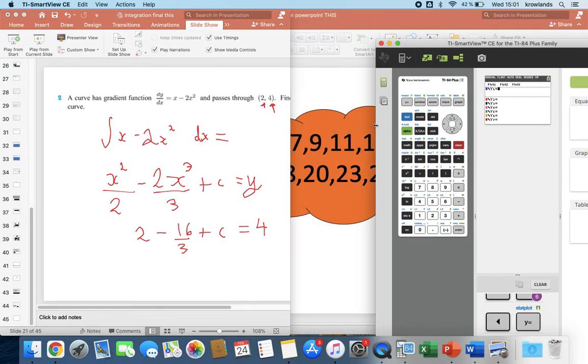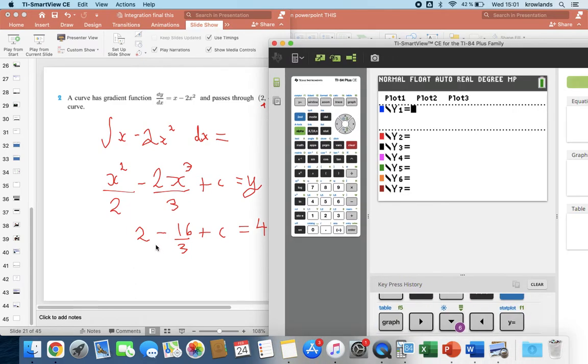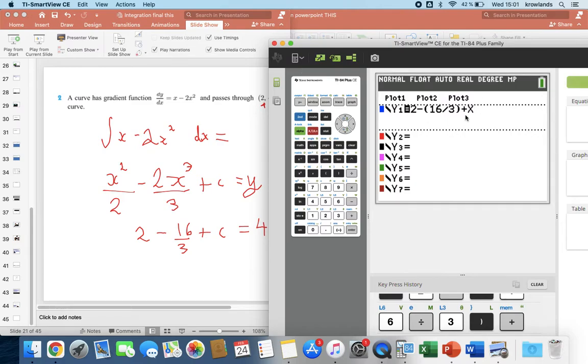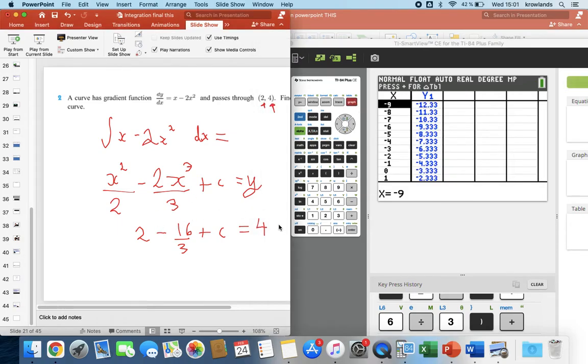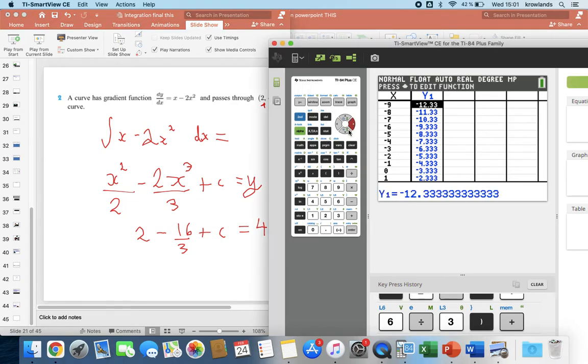And on the y equals button, we're going to put in the function as we did before. We're going to type 2 minus 16 divided by 3 plus c, so plus x. 2 minus 16 divided by 3 plus x. We are then going to have a look at the second graph. Now, we want to look for when y is equal to 4.